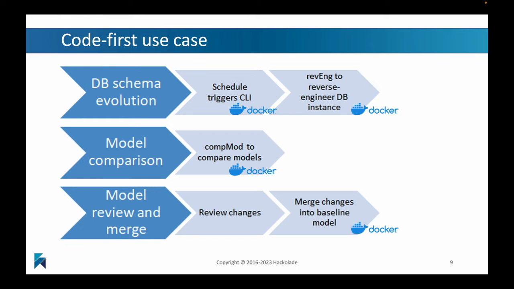We can trigger the CLI and reverse engineer from the database instance, compare it to the documented model. And then there's obviously a manual step where someone needs to go through the changes and review them, and potentially then again merge the changes into the baseline model automatically using the Docker container.